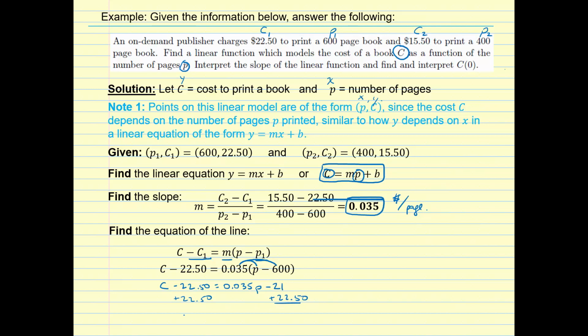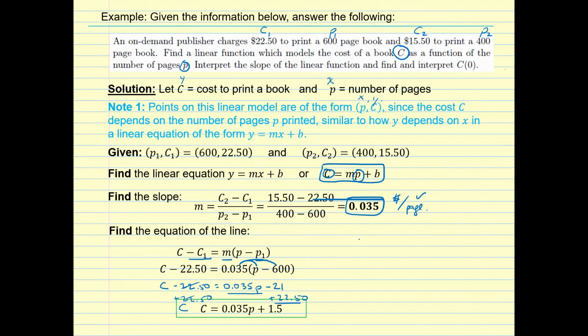on the right-hand side, these cancel. So we have C equals 0.035 P, and then this simplifies to plus 1.5. Now they ask us at the end to interpret the slope, which we've done right here. It's the cost in dollars per page. It's about 3.5 cents per page.